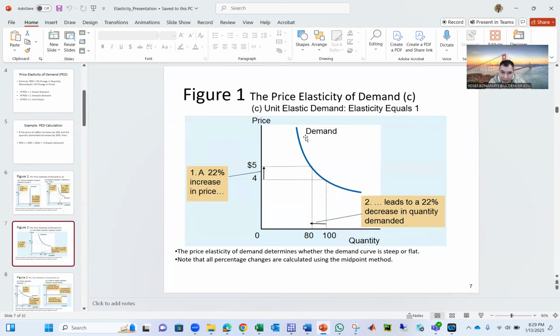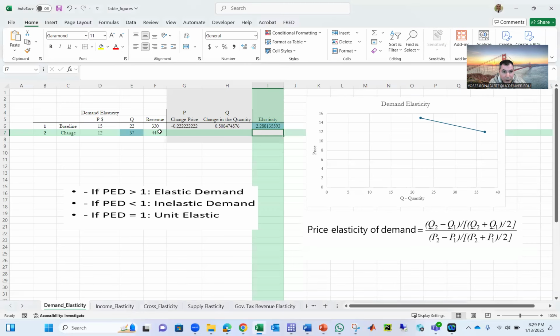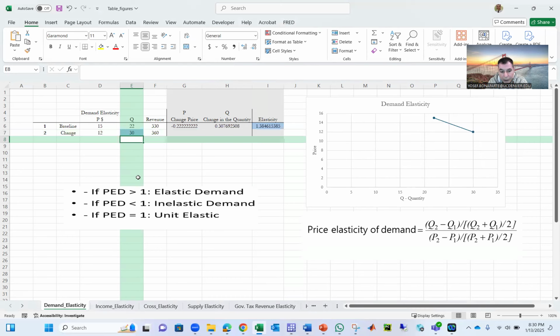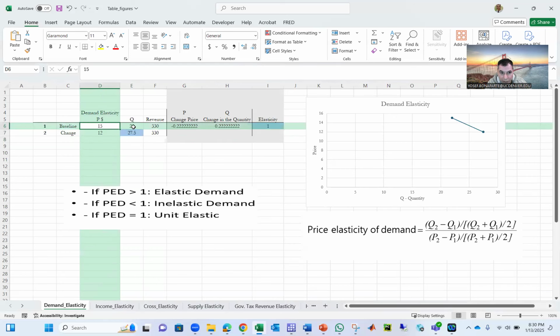Here, unit elastic means a 22% change in the price causes a 22% change in the quantity. In this case, the revenue will be the same. Here's an example. If the quantity went up to, maybe 27.5. So if the price is 15, you get a quantity of 22. If the price goes down to 12, the quantity becomes 27.5.